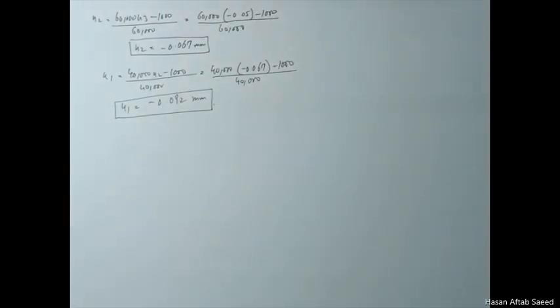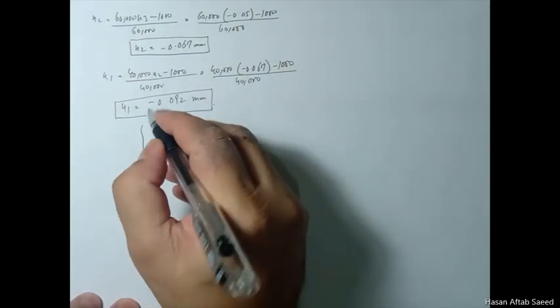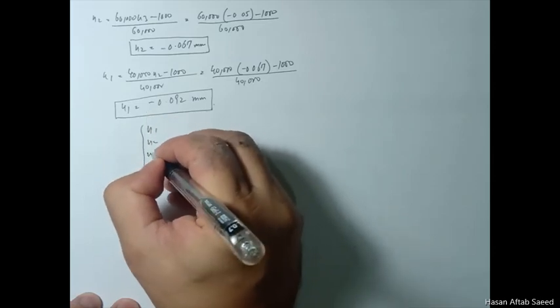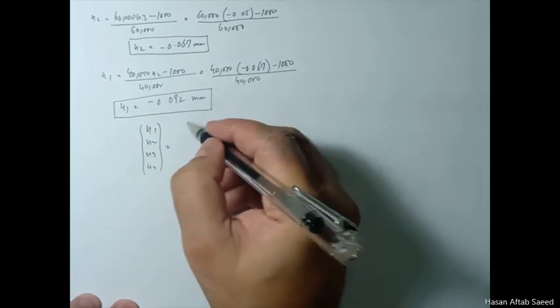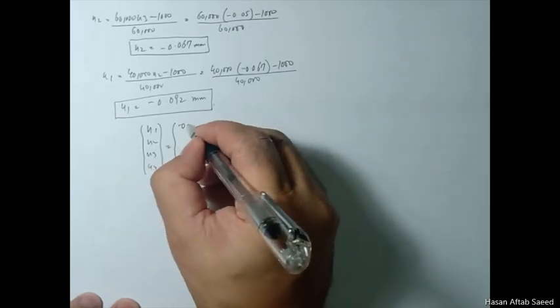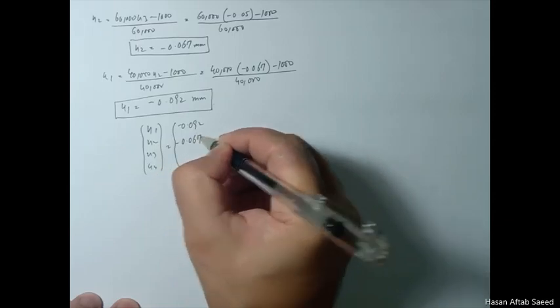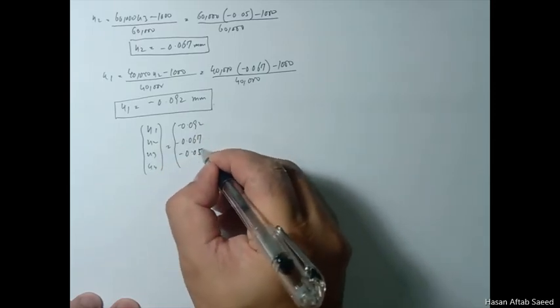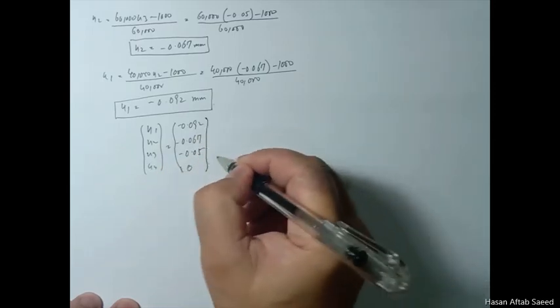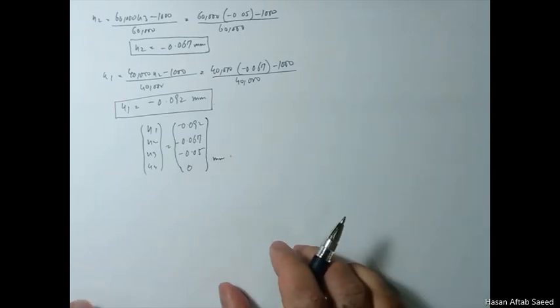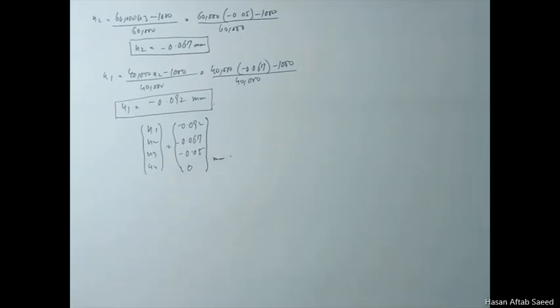So if we summarize this, u1, u2, u3, u4 are minus 0.092, minus 0.067, minus 0.05 and 0. This is the specified quantity. These are all in millimeters. Now the rest is simply post processing. Let's do it.